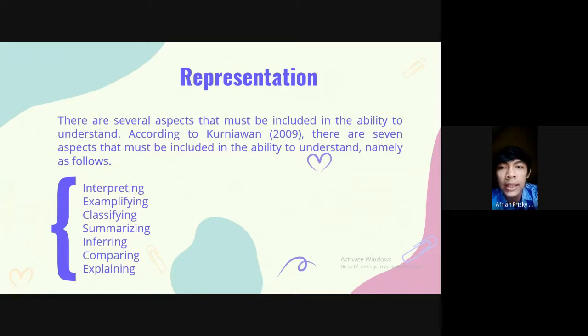And the second is exemplifying. Exemplifying is the ability to provide specific examples of general concepts.